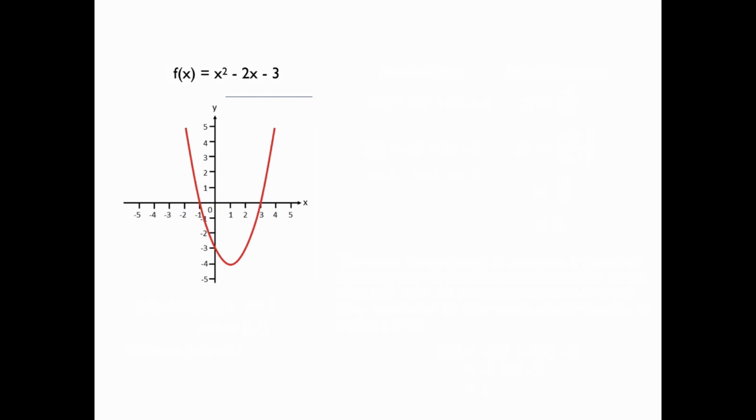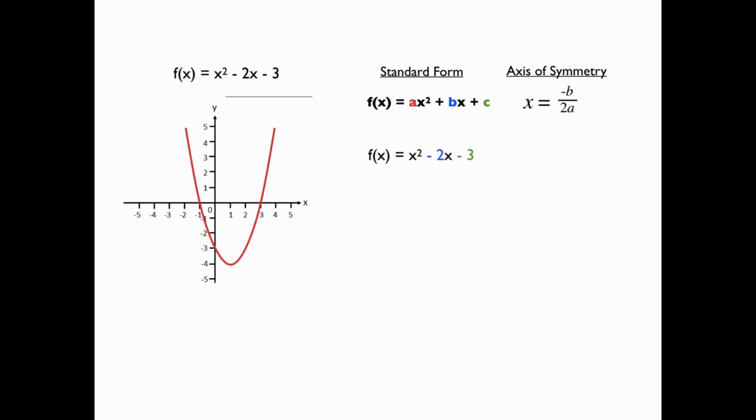So let's try one on your own. So we know about standard form and the axis of symmetry. There is our function. Why don't you try to find the vertex and the, in this case, minimum output. So pause the video and attempt that on your own, and we'll go over the answers. Pause the video now.